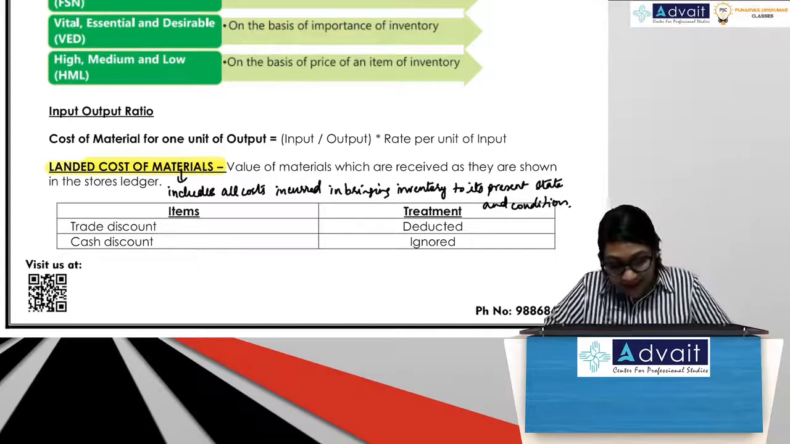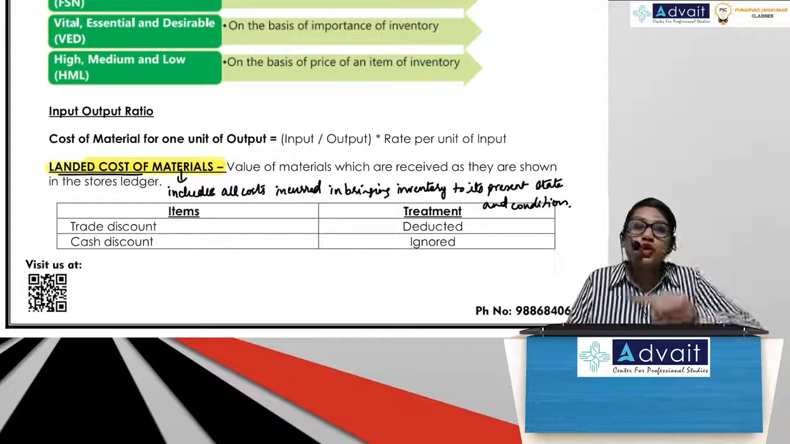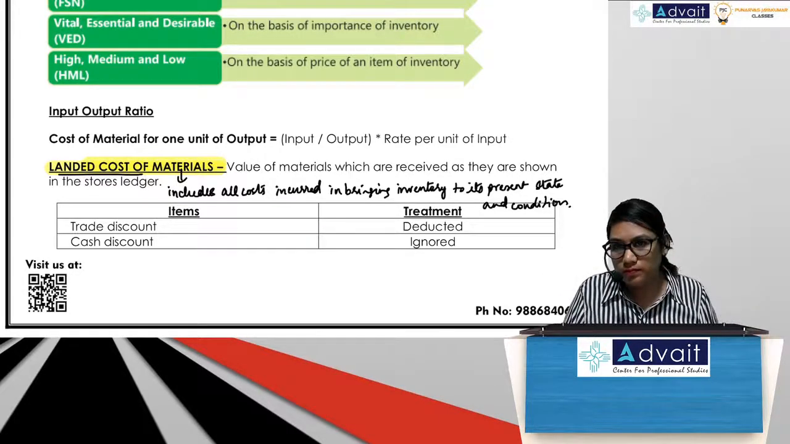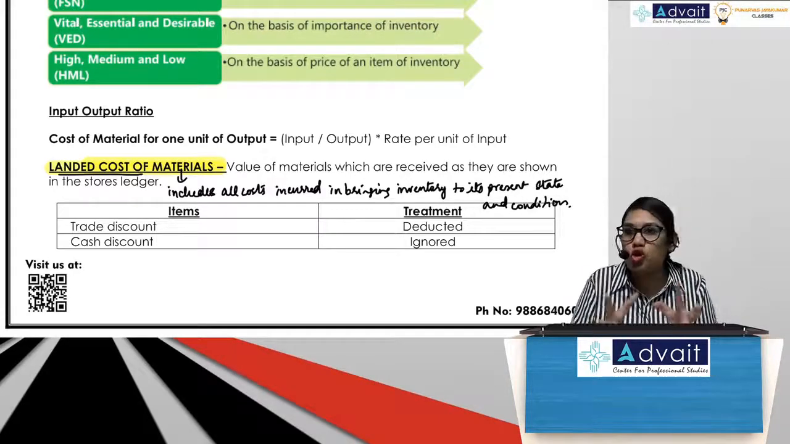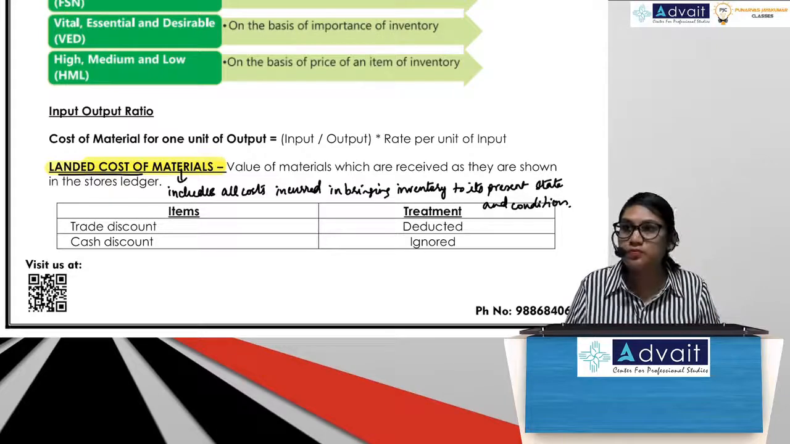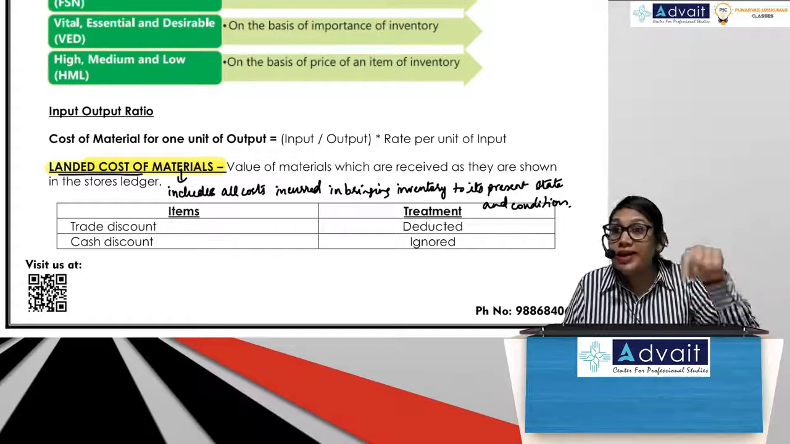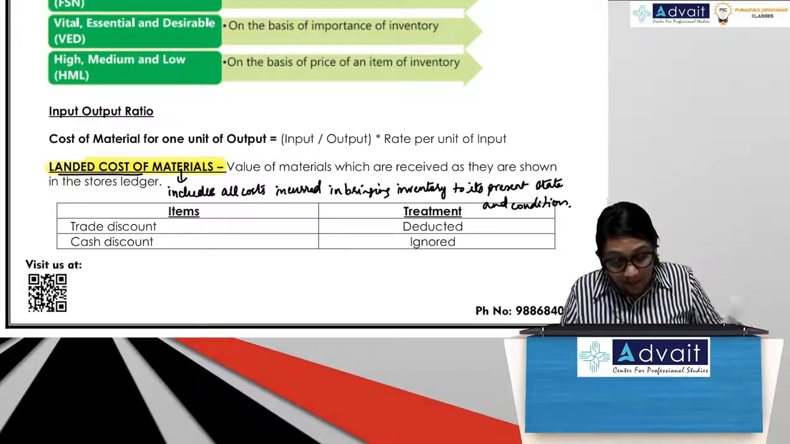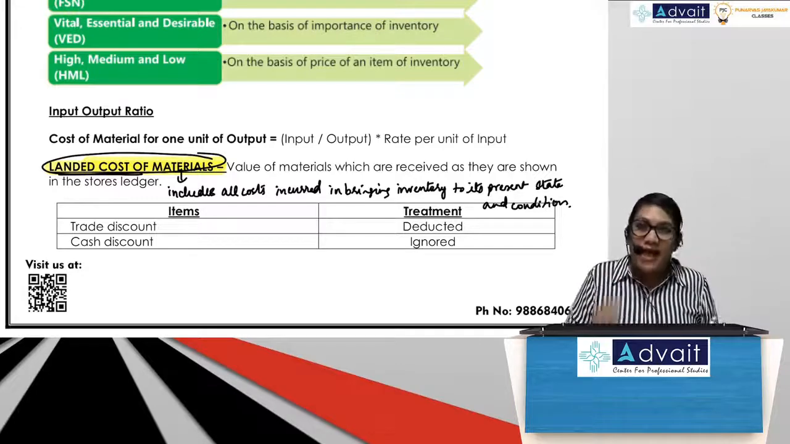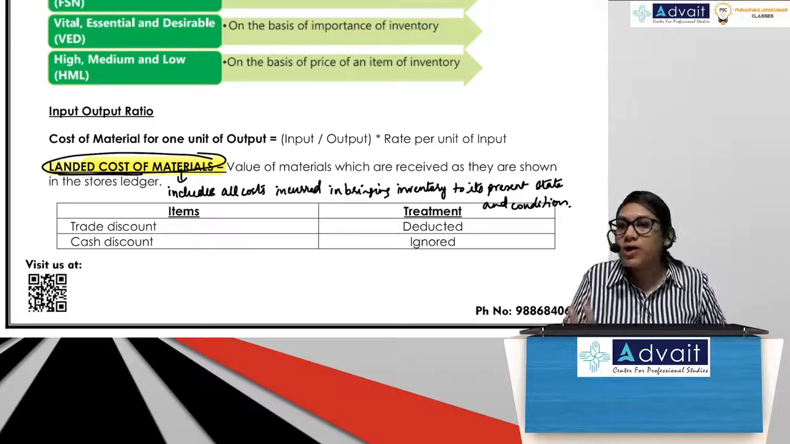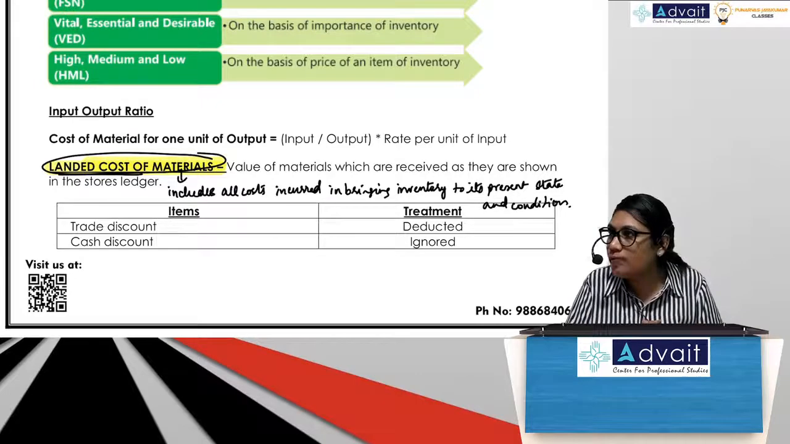It is this landed cost of materials that you're going to use in your stores ledger. The next concept that we're going to be doing is the concept of stores ledger, how to draw up a stores ledger. In the stores ledger, when you are recording a purchase, you will be recording the purchase based on this landed cost of materials. So we need to understand the meaning of landed cost of materials. Only then can we draw up the stores ledger. Otherwise, we cannot.